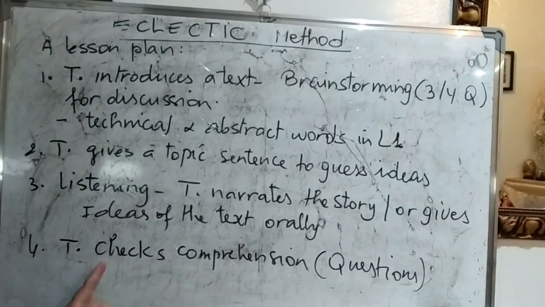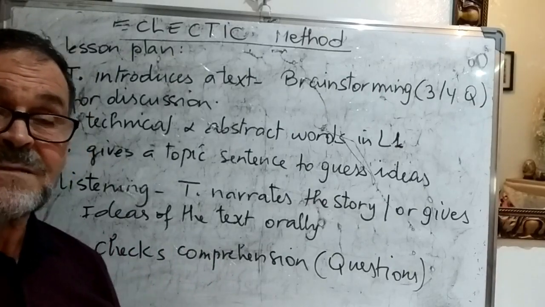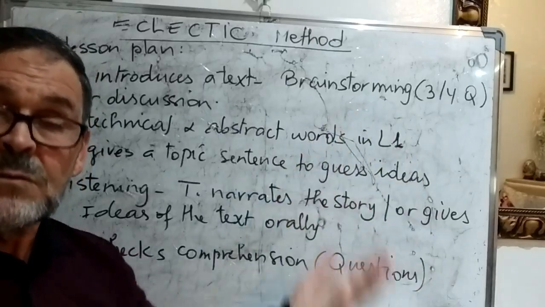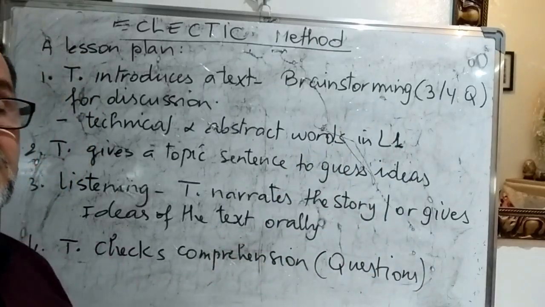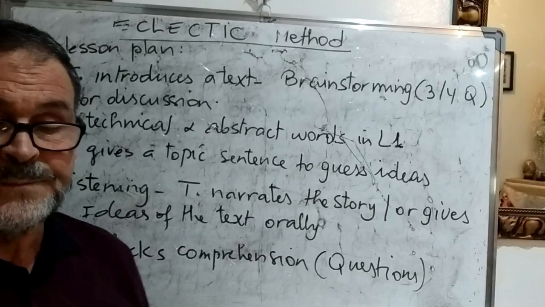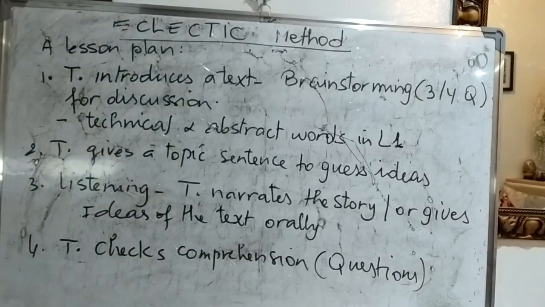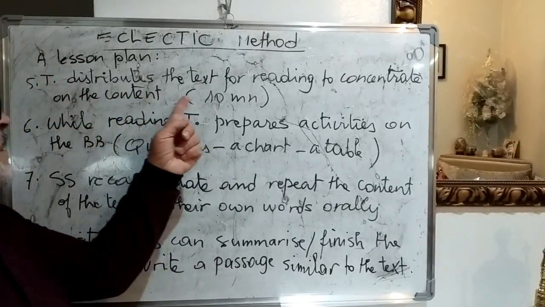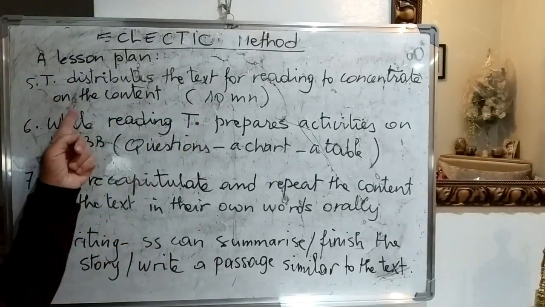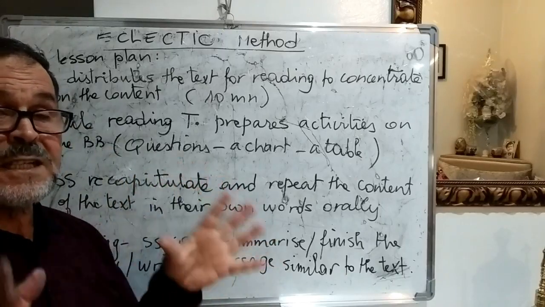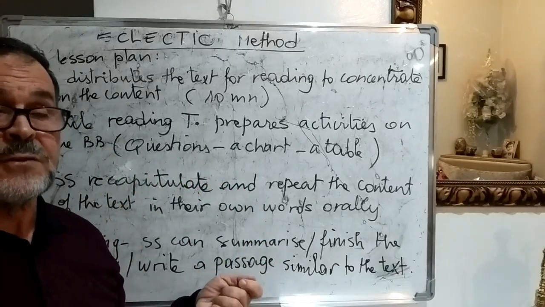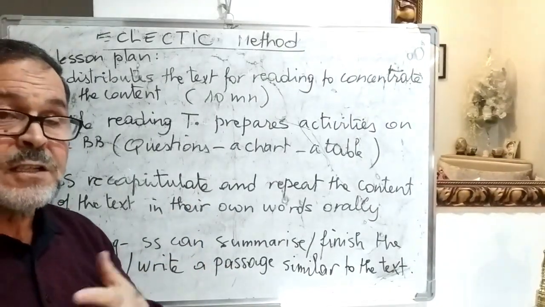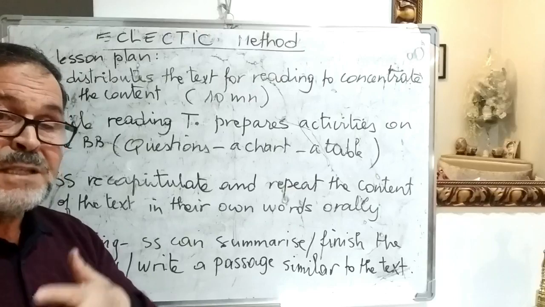Number 4, the teacher checks comprehension questions, for example, about characters, about the events, place and time, briefly. And then we pass to the rest. 5, the teacher distributes the text for reading to concentrate on the content. So for 10 minutes, we give a text for students to read and to concentrate on the content, and you are going to use skimming and scanning.